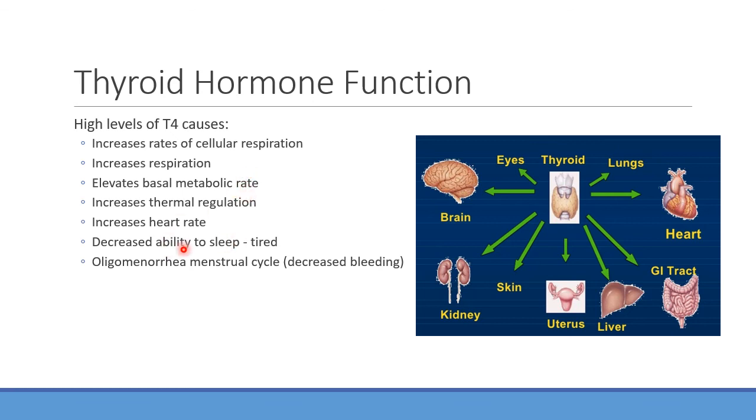Usually they're going to have decreased ability to sleep because they'll be tired, but they can't really sleep because, again, they're so anxious and they really just have too much energy to go to sleep there. And then you can have issues where you have decreased bleeding in the menstrual cycle. Again, it may shut down ovulation and things like that.